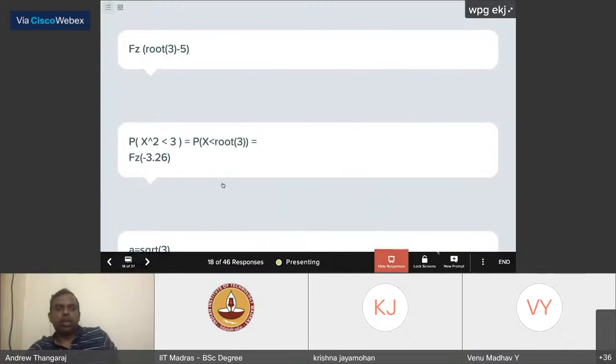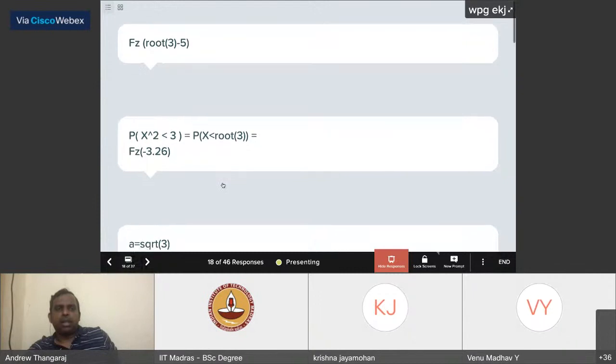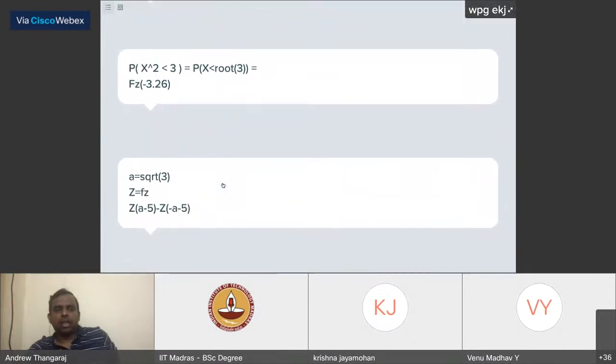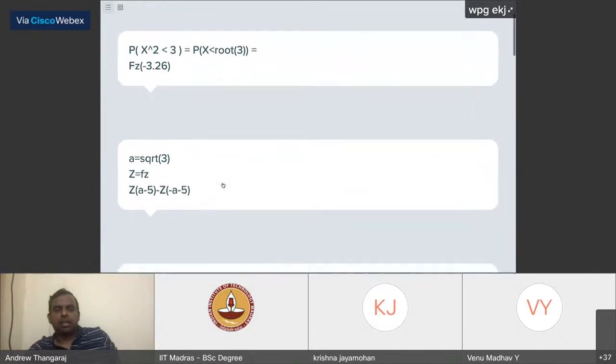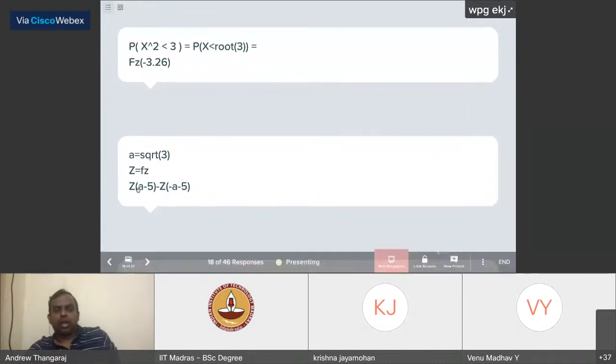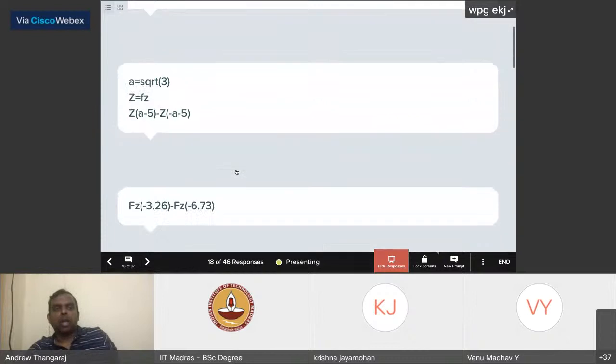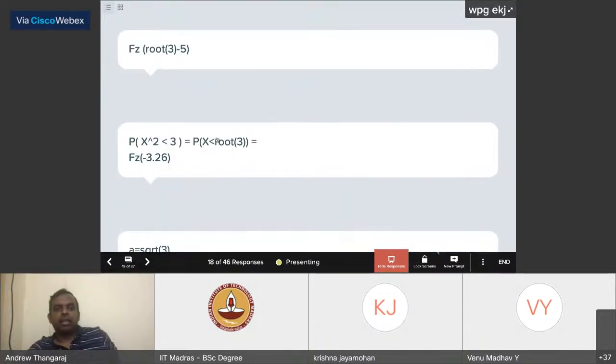All right, so there you go. FC of root 3 minus 5. Okay, is that correct? Okay, so this one's correct. Instead of z you put FC, and then a is square root of 3. So FC of root 3 minus 5 minus FC of minus root 3 minus 5 is correct. Can't just be this, right? See, notice that's why I said x can be positive or negative.